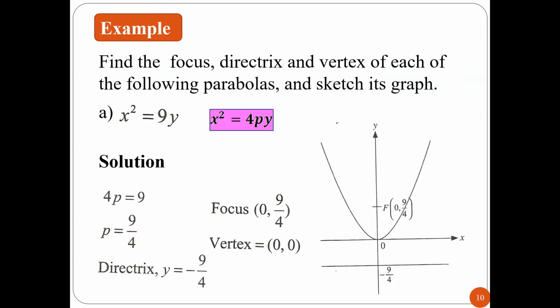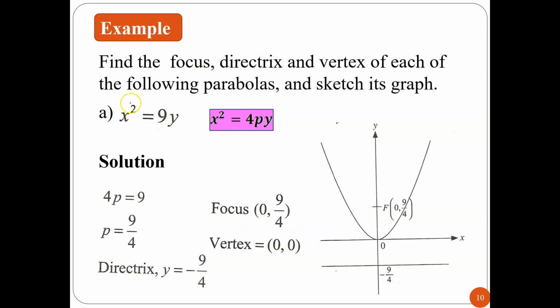Okay, let's see the example. Find the focus, directrix, and vertex of each of the following parabolas. And then you need to sketch the graph. A, x square equal to 9y. Okay, so dia dah bagi equation, but then you need to extract from the equation. You need to find the focus, the P, the directrix, and the vertex.